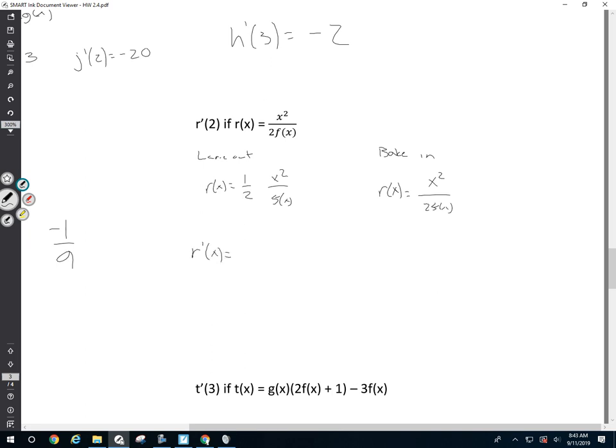If we did the derivative over here, I'd have 1 half quotient rule, derivative of the top times the bottom, minus the derivative of the bottom times the top, all over the bottom squared.